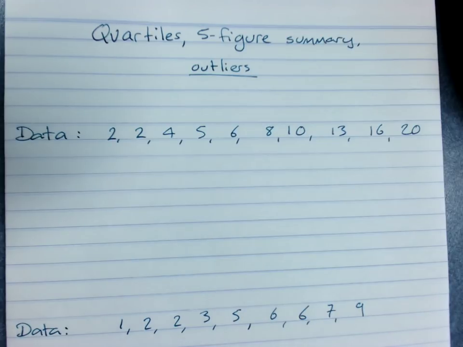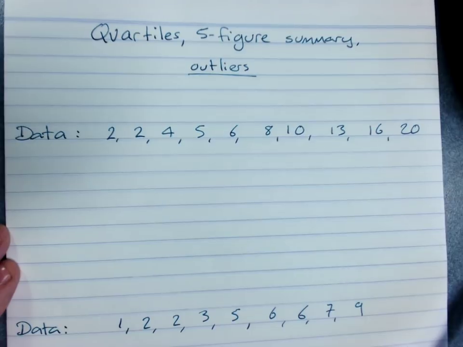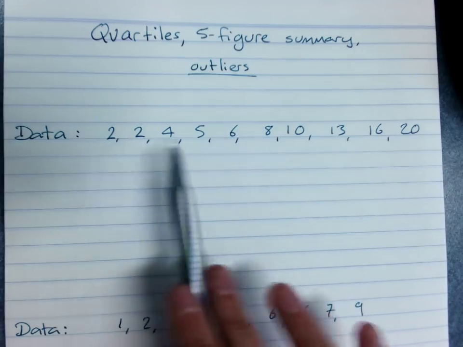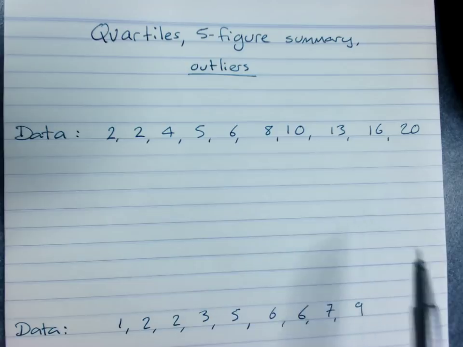Quartiles, 5-figure summaries, and outliers. You already know how to calculate the median, and that is the middle score of a set of data in order. There is another measurement that has relevance, and those are the quartiles. Effectively, the median of the bottom half of the data and the median of the top half.